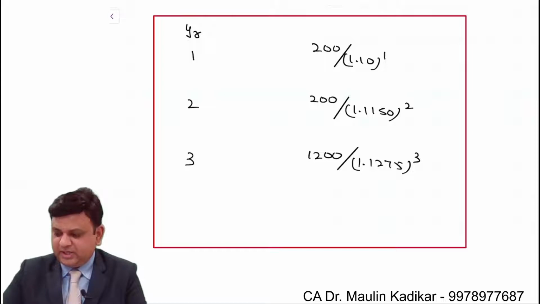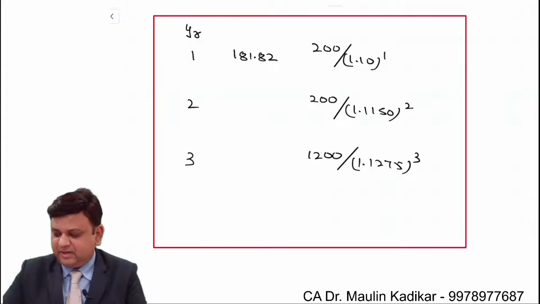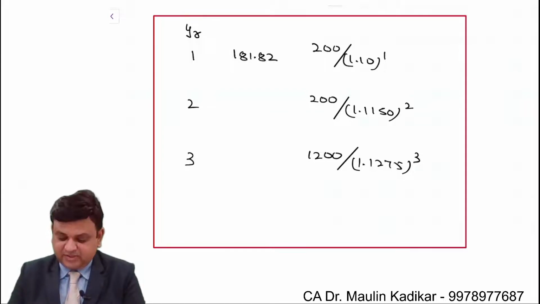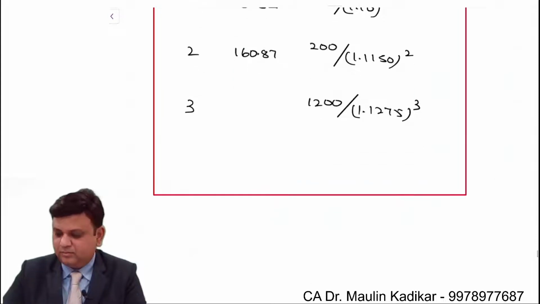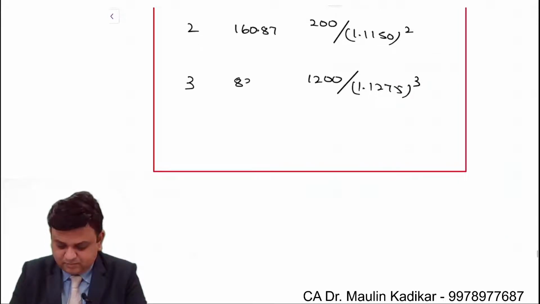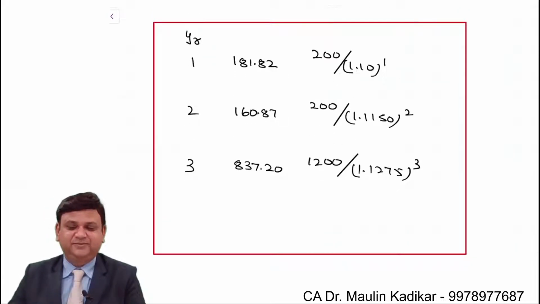So we understand 200 divided by 1.1, that comes to 181.82. 200 divided by 1.1150 raised to 2, that is 160.87. Then 1200 divided by 1.1275, first year, second year, third year. So 837.2. This is the way we can calculate the answer.